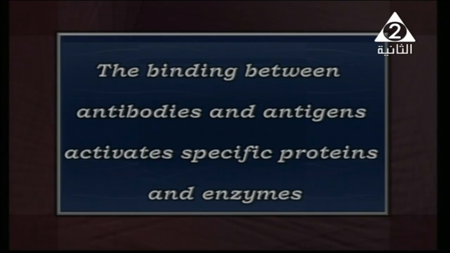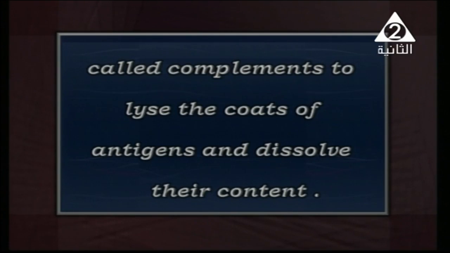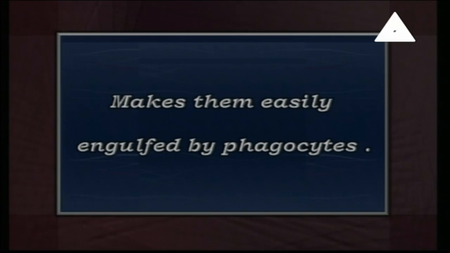What else? We have also lysis. Lysis means a kind of dissolving. The binding between the antibodies and antigens activates a specific type of proteins and enzymes, called complements. They lyse, or make the coats of the antigens disappear, and dissolve their content. So there is no inhibition, no fixation, but we lyse the components of the antigen, dissolve it, and that makes it easier for engulfing by the phagocytes.